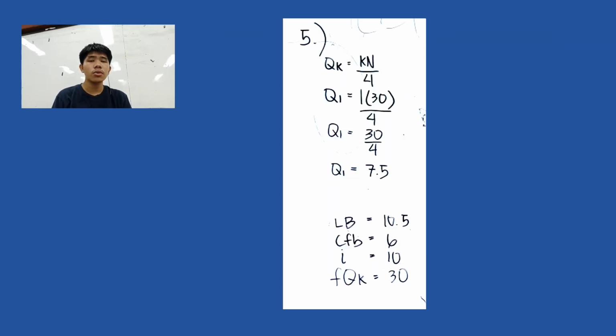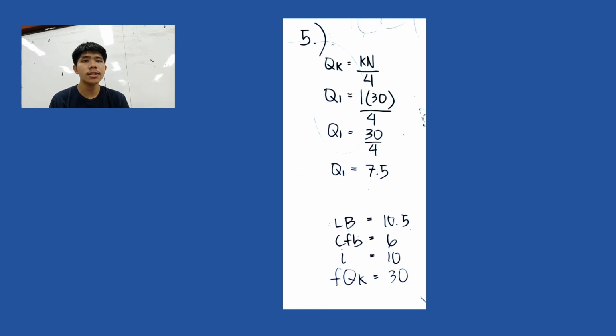To get the value of our Q sub 1 class, we will first solve for the kn over 4. So the formula is Qk is equal to kn over 4. Substitute. Q sub 1 is equal to 1 times 30 over 4. Q1 is equal to 30 divided by 4. 30 divided by 4 is 7.5. So our Q1 is equal to 7.5.